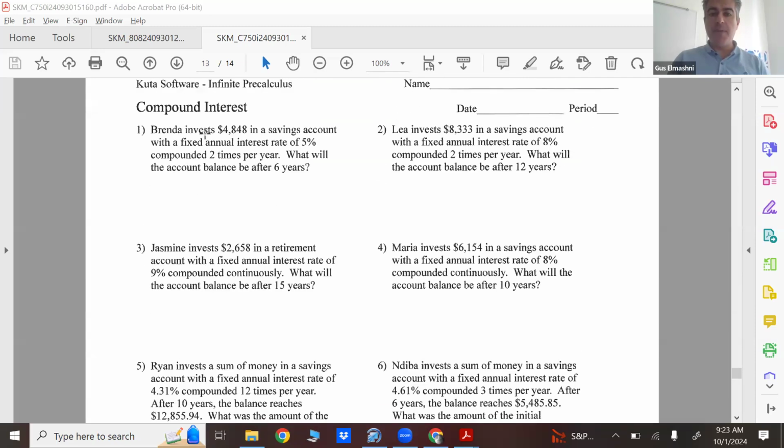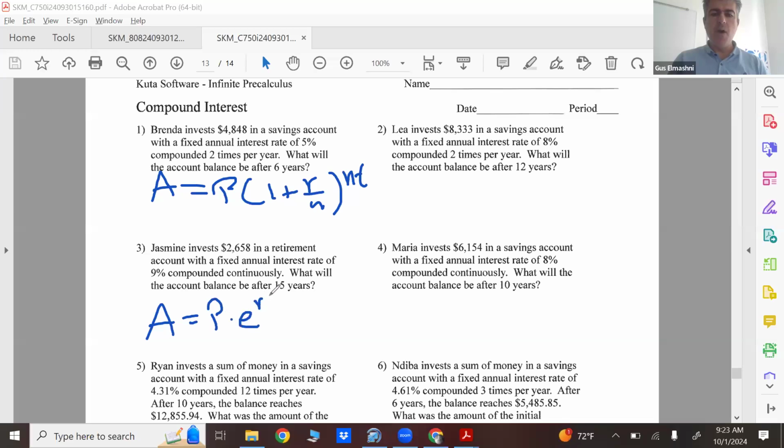Really quickly, for compounding interest, let's take a look at both 1 and 3. For number 1, you use this formula. Anyway, those are the formulas. We'll talk about it tomorrow, so you can leave stuff here.